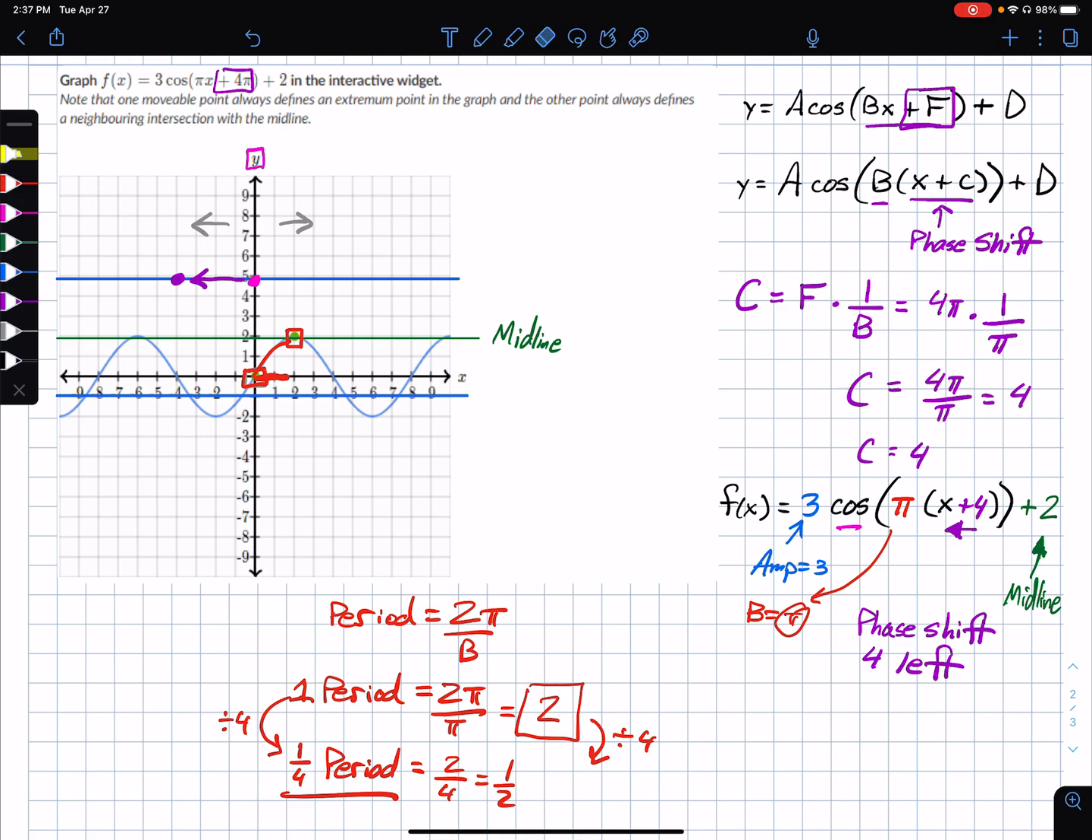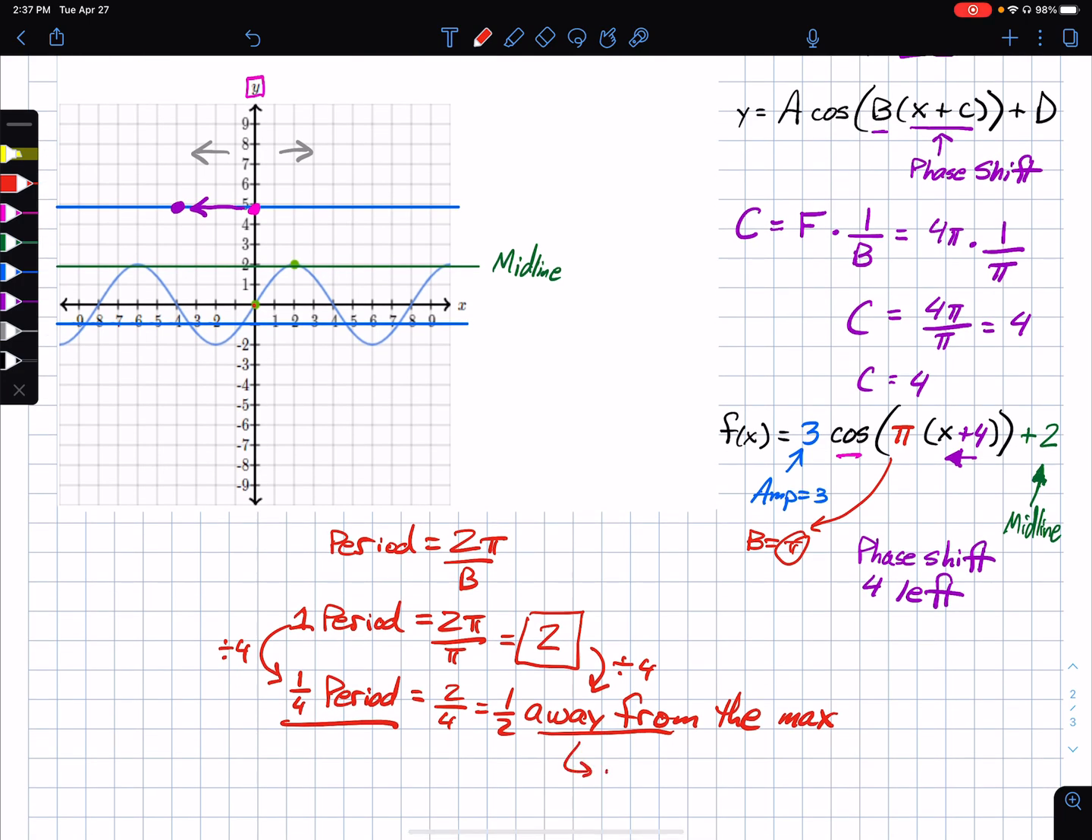So let me erase that red mess I put there. There we go. And now we're going to move this last green dot that I was alluding to at the origin that represents midline to be exactly 1/2 away from the max. And when I say away from, I mean to the right.